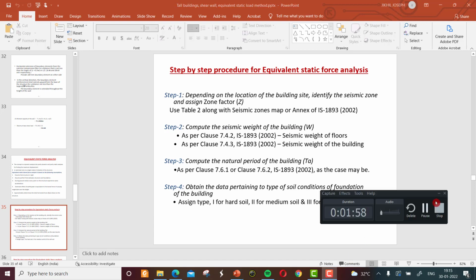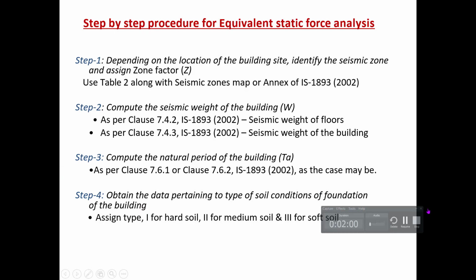Then we have to find the natural period of the building. We have seen the equations for finding the natural period for different type of material and for different stories, and then obtaining the data pertaining to the type of soil conditions for finding the Sa by g value from the graph or chart.